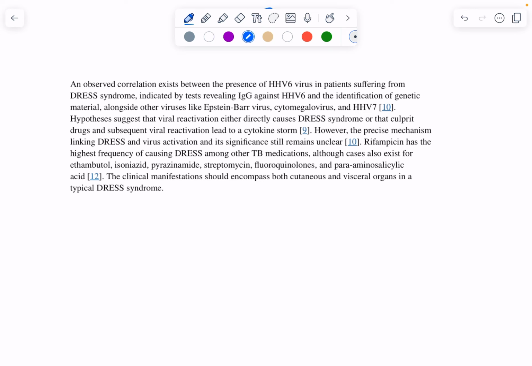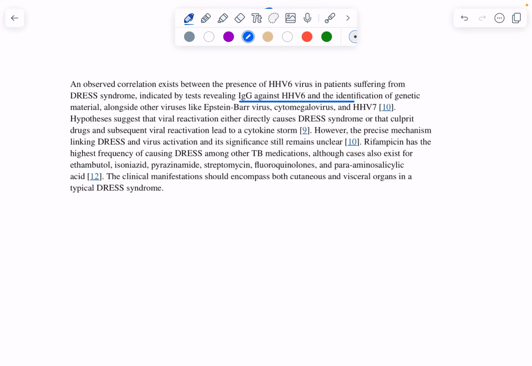So I like these points in these paragraphs. So how am I going to write? An observed correlation exists between the presence of HHV6 in patients suffering with Tourette syndrome, indicated by tests revealing IgG against HHV and identification of genetic material, along with viruses like Epstein-Barr virus, cytomegalovirus, and HHV. Hypothesis suggests that viral activation is directly caused by TRS, so culprit drug and subsequent viral reactivation led to cytokine storm. So, if I have to write this in my article, I like this sentence. I have chosen this sentence to be written. How will I write it?